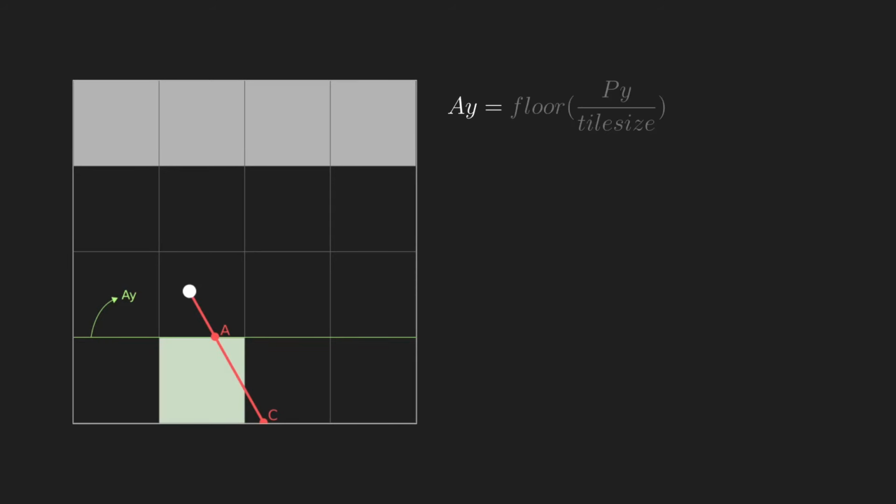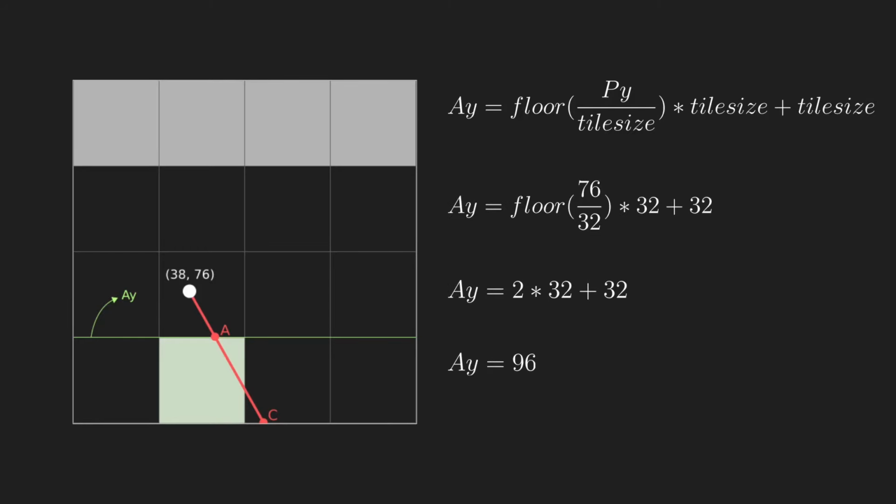We can find it by finding the tile position, converting it back to pixels, so we can find the Y position of the tile that the player is in. But since we want the next tile, we add tile size to get to the correct tile. Now, for example, consider the player has a position of 38 by 76. Making all calculations, we would find that AY is equal to 96 in this example, which is exactly the pixel coordinates of the green tile we're checking.